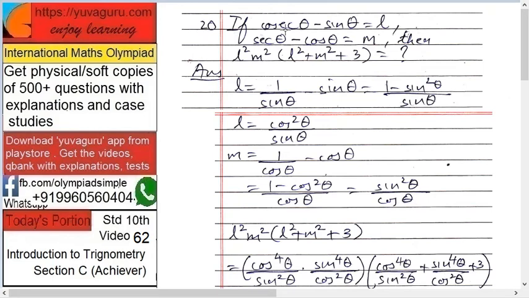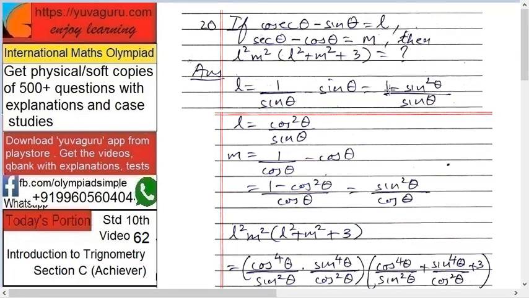Next, if cosec theta minus sin theta equals L, sec theta minus cos theta equals M, then L square M square into bracket L square plus M square plus 3 bracket close equals to what? Okay, so what is given as L equals to what? 1 upon sin theta minus sin theta. What is 1 upon sin theta? Cosec theta, right? We have converted it to sin theta.